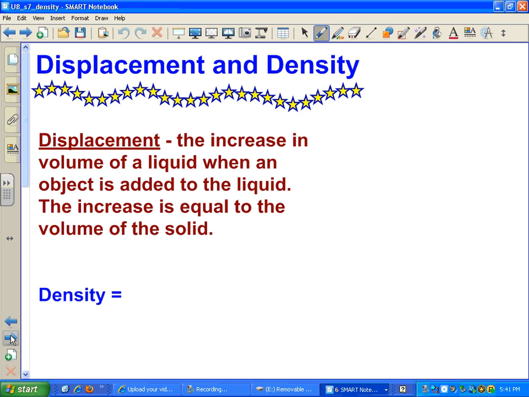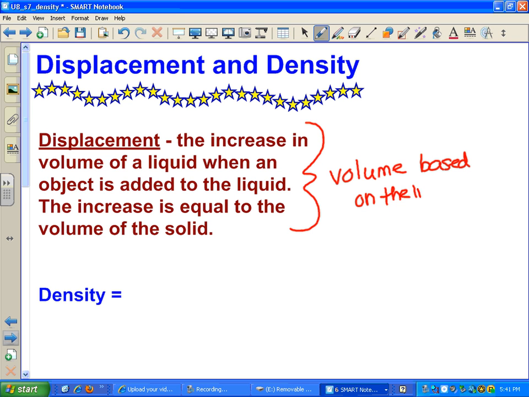So one thing that we want to talk about here in terms of displacement is just volume based on the increase. If I had a cup of water and I were to put a rock in that cup of water, the amount that it increases is part of the displacement, but I'm going to find the volume. So I have to use a volume formula. And we'll look at another example.